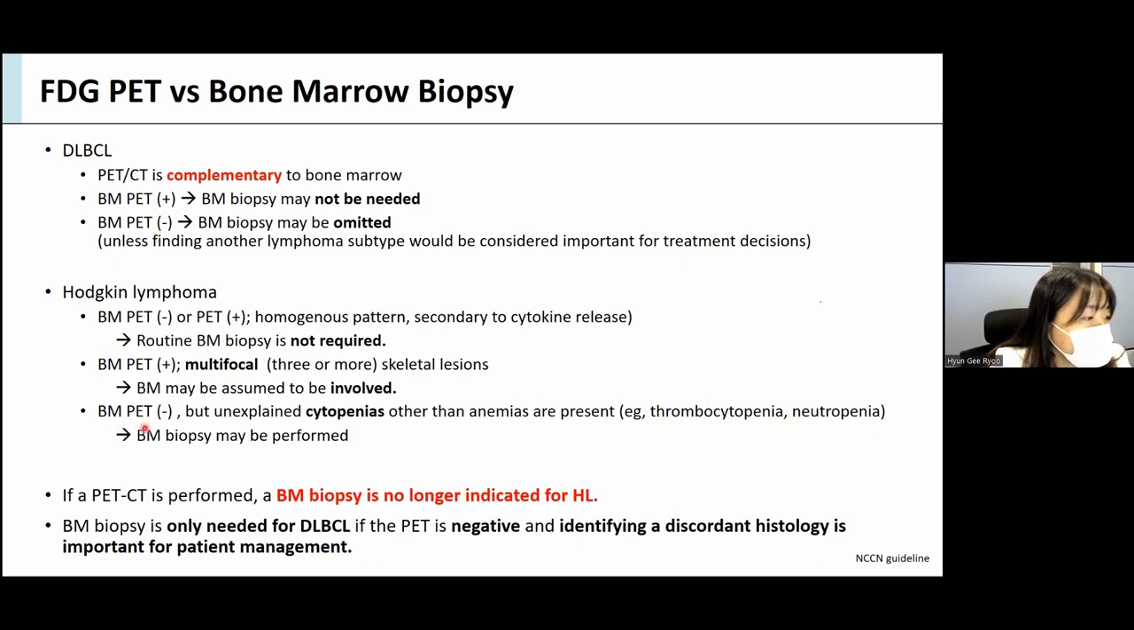And when the bone marrow is negative, but there is an unexplained cytopenia other than anemia present, the bone marrow biopsy may be performed. So if a PET CT is performed, a bone marrow biopsy is no longer indicated for the Hodgkin lymphoma, and bone marrow biopsy is only needed for diffuse large B cell lymphoma if the PET is negative, and identifying a discordant histology is important for patient management. So, as you can see in this slide, the FDG PET can be complementary to the bone marrow biopsy.